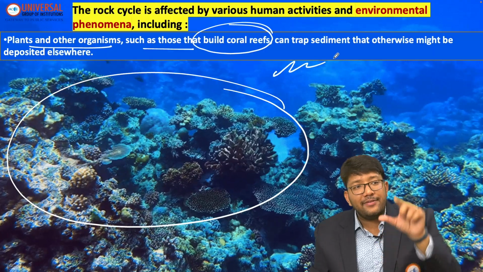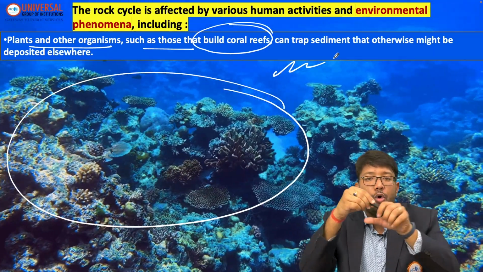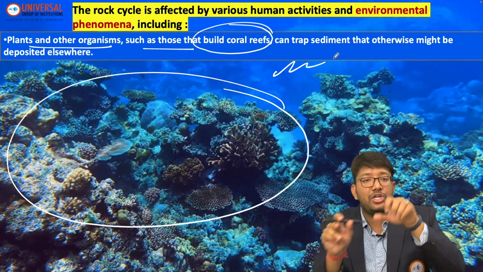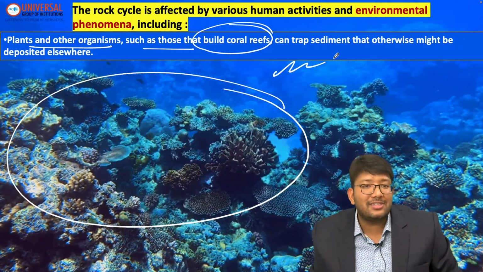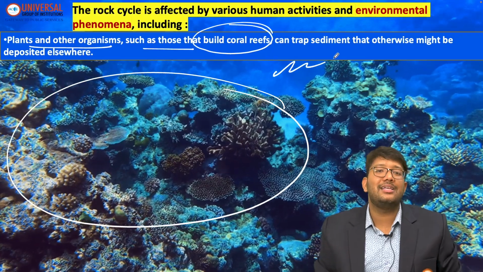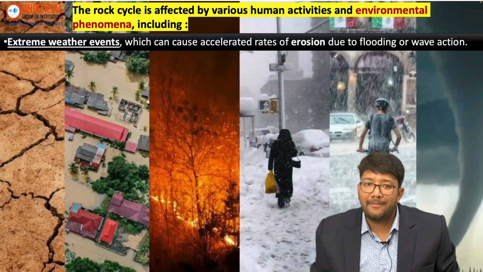So coral reefs will hold on to something. Suppose this is a coral reef, so it will hold some sediments. So don't you think this particular rock is getting impacted by the coral reef itself? This is how the rock cycle is affected by this particular coral reef phenomenon.